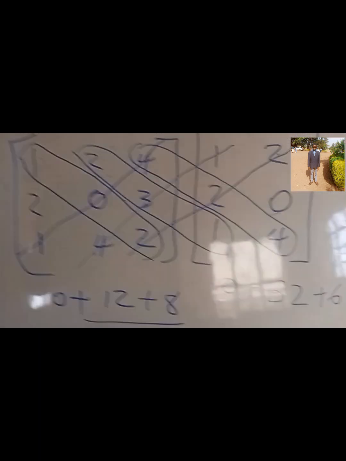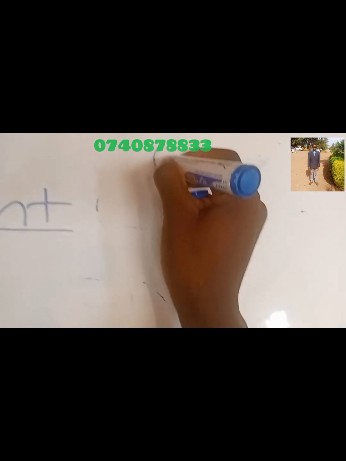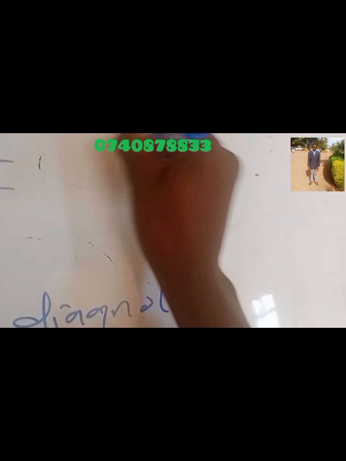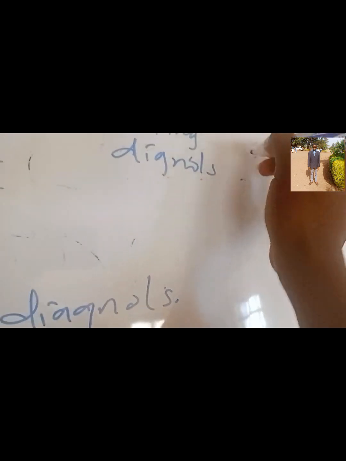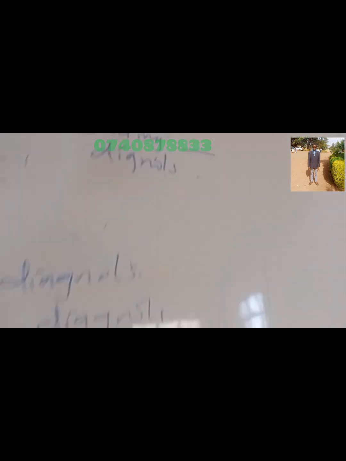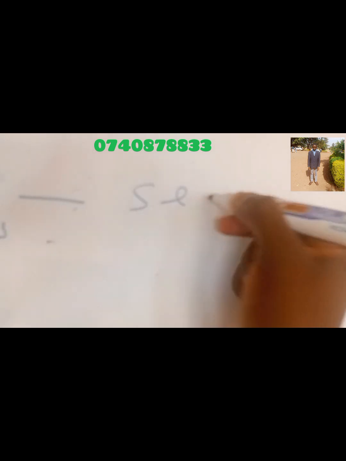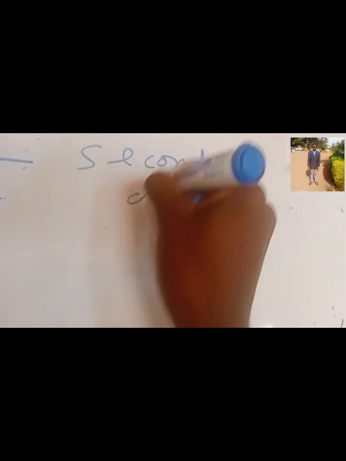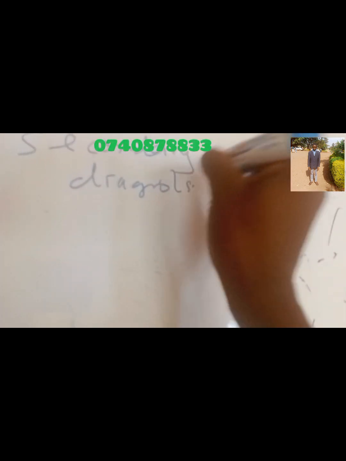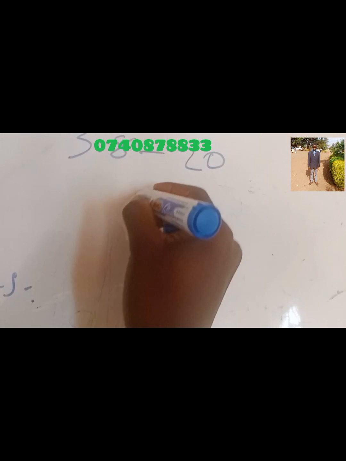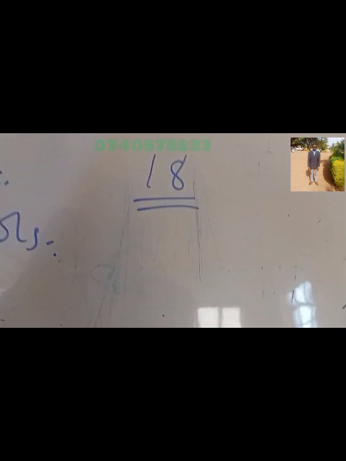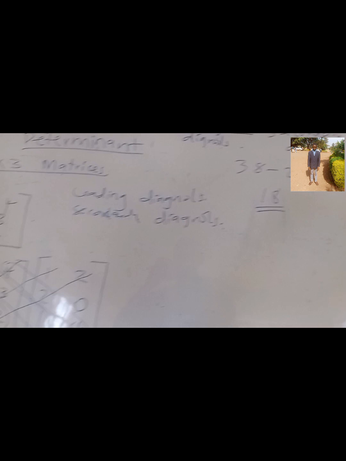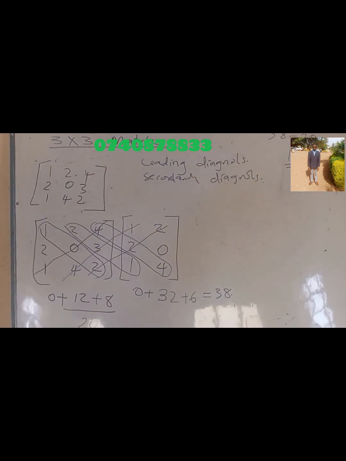So to get the determinant, you just take the leading diagonals minus the secondary diagonals. So it will be 8 minus 20, and you are getting 18. This will be your determinant for the 3 by 3 matrix that you have.